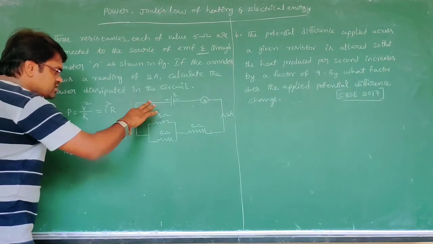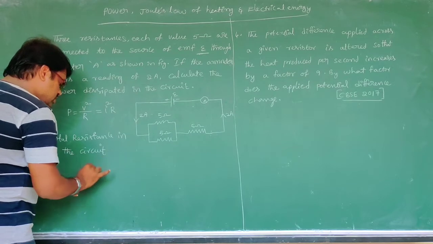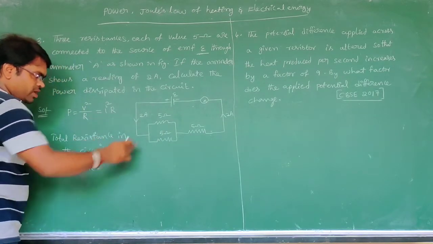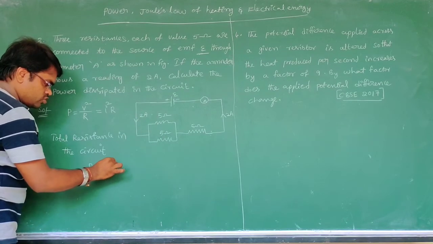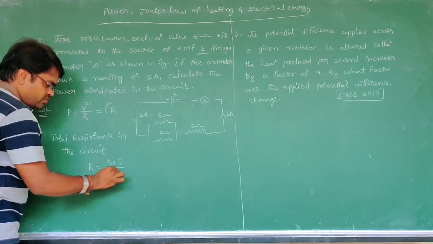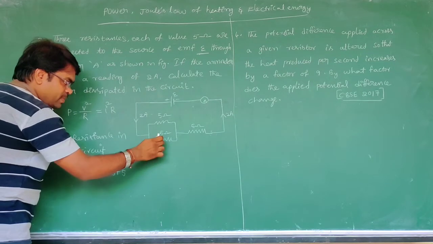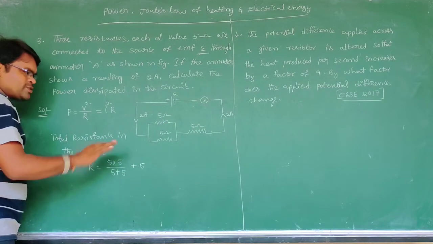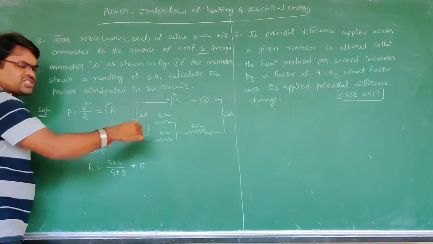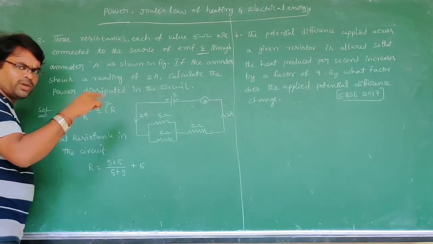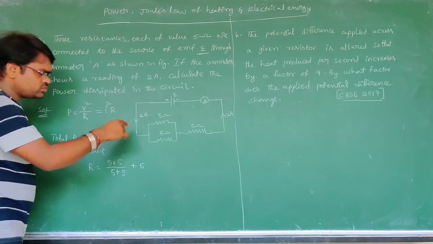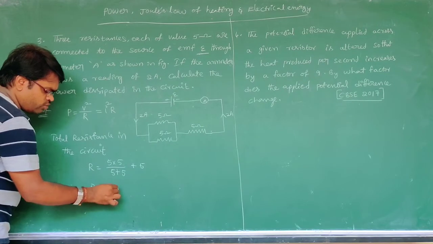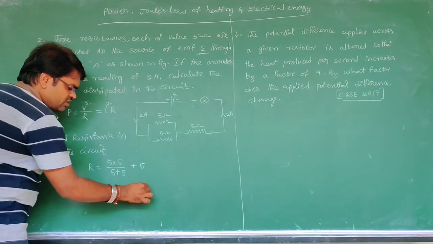What is the total resistance in the circuit? R is equal to, these two are a parallel combination, 5 into 5 by 5 plus 5, and this parallel combination is connected in series with another 5. Equal resistances in parallel means R by N, R by 2, that is 5 by 2, 2.5. Then 2.5 plus 5, that is 7.5.